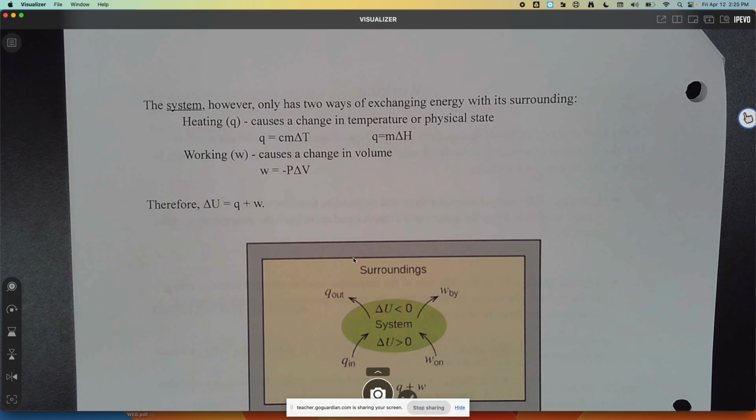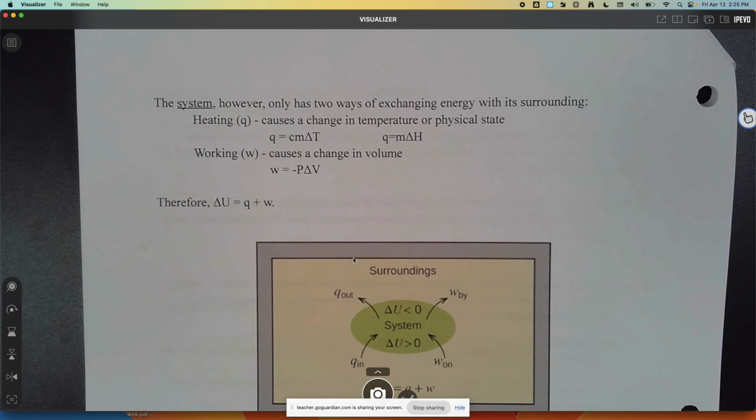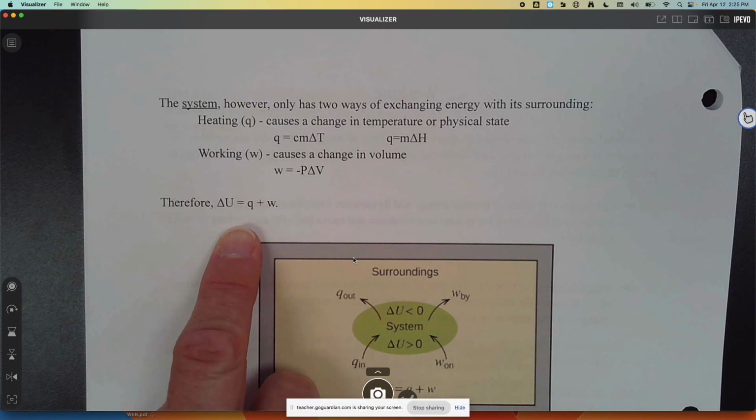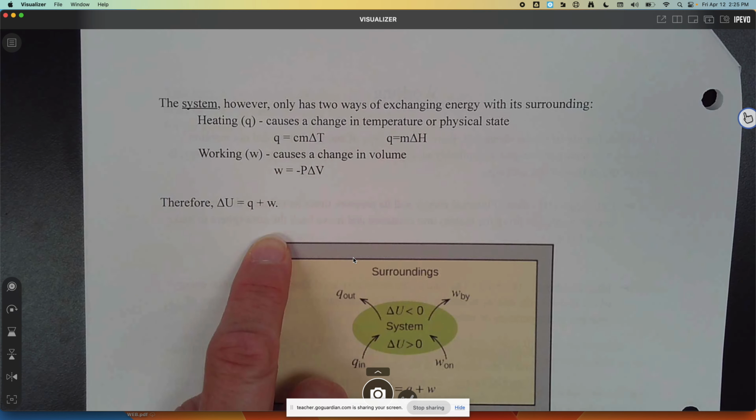Working is the new one today. Working causes a change in volume. The amount of working done is the opposite of the pressure, because the pressure is what you have to work against, times the change in volume. Therefore, the change in internal energy is the sum total of all the heating plus all the working.